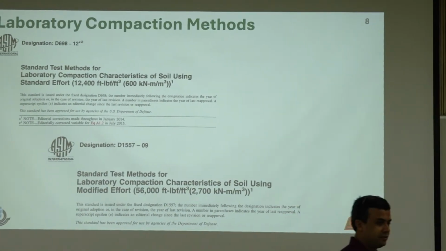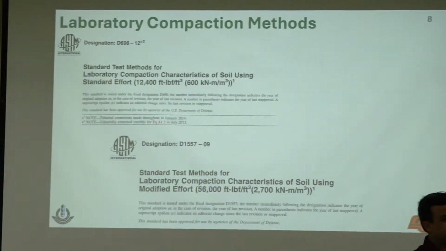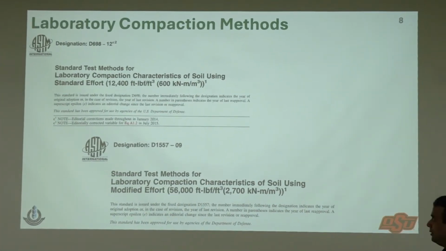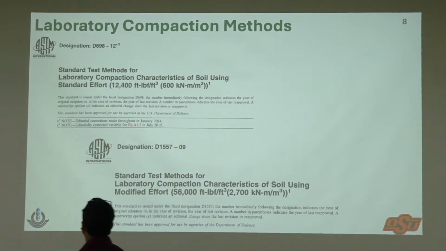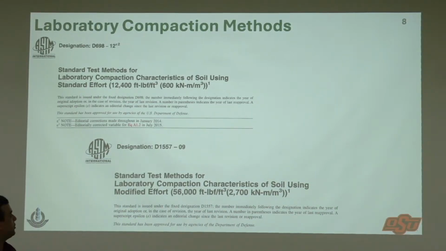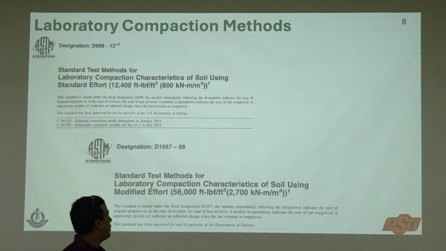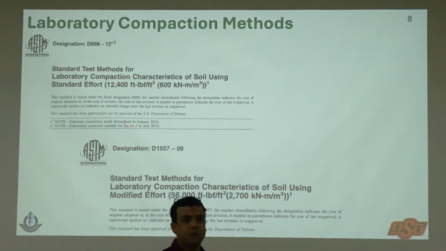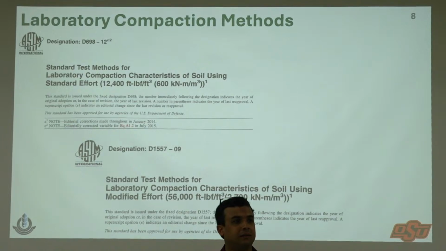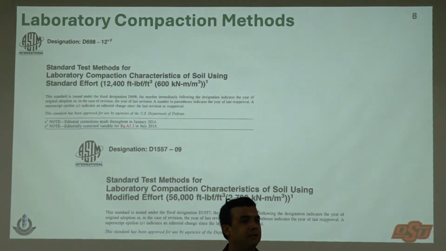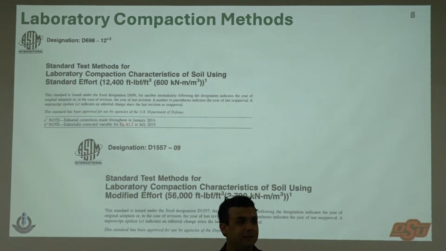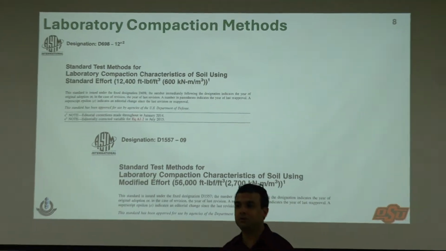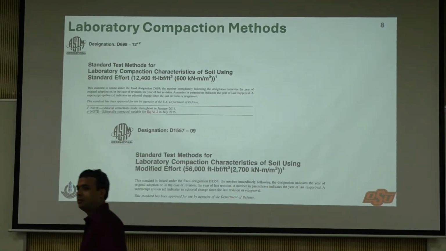Read the first title, somebody, I forgot your name, I'm sorry. Yeah, read the first one. 600 kilonewton meter per meter cube, right? What's missing? What's missing from this title? Proctor, right? What's the second one? Who's going to read the second one? Akshay, you want to read the second one?